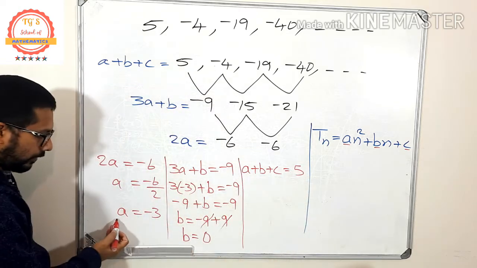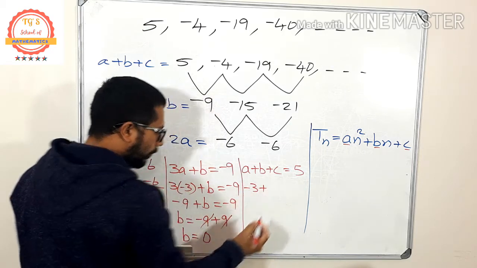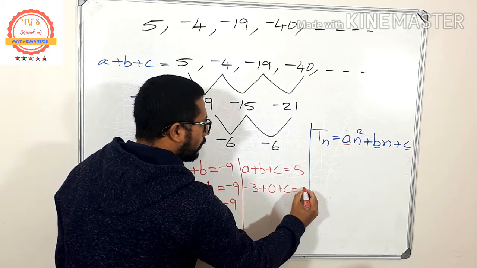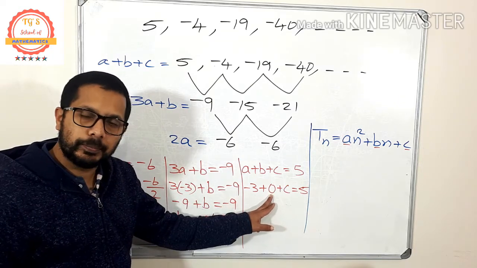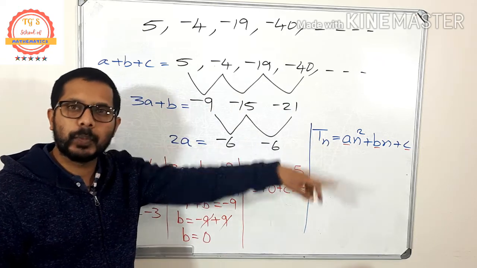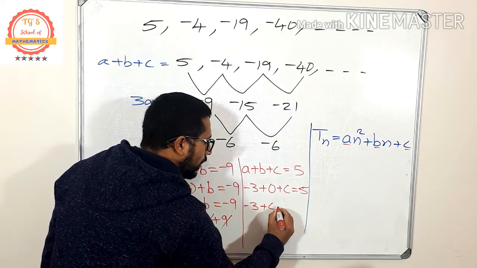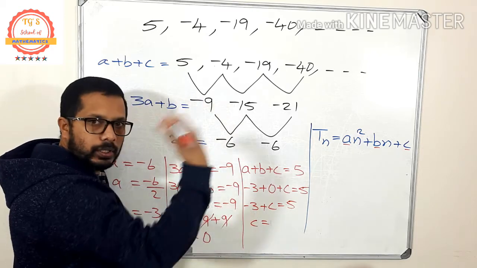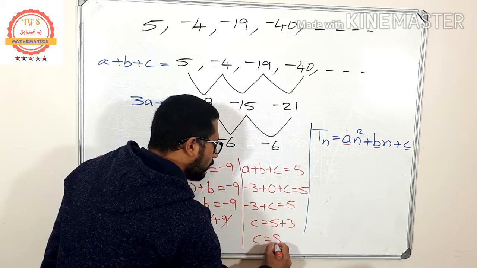What is the value of a? Minus 3. So minus 3 plus, what is the value of b? 0. Minus 3 plus 0 plus c is equal to 5. So minus 3 plus 0 is minus 3. That minus 3 if I take to the right side, that is plus 3. So let me write one more step. Minus 3 plus c is equal to 5. Now I am going to take this minus 3 to the other side. So it is 5 plus 3. So c is equal to 8.